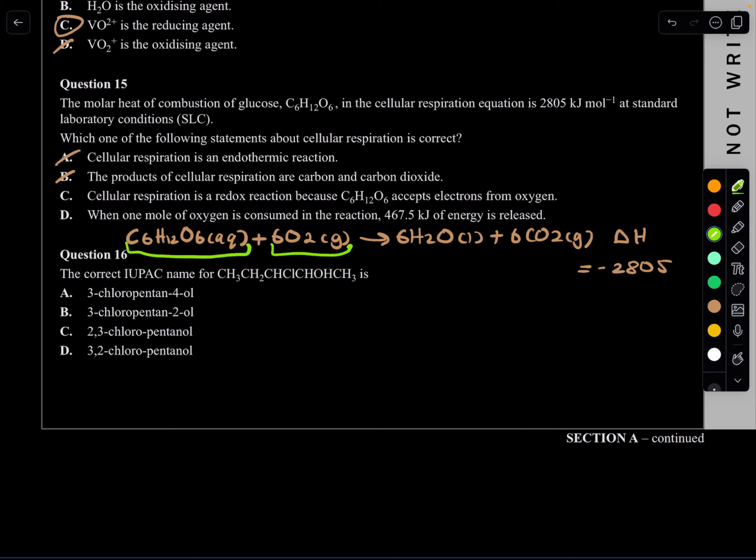Now it says this here accepts electrons. Accepts? No, it doesn't. It loses, because your fuel oxidizes, meaning, you remember, oxidation is the loss of electrons. So it gives electrons out. It doesn't accept. And we can actually prove that. So let's write a half equation for this over here to check that.